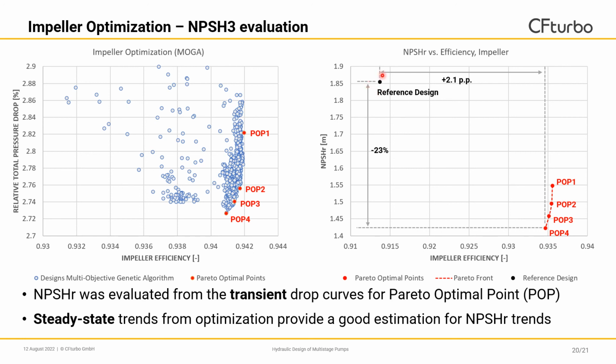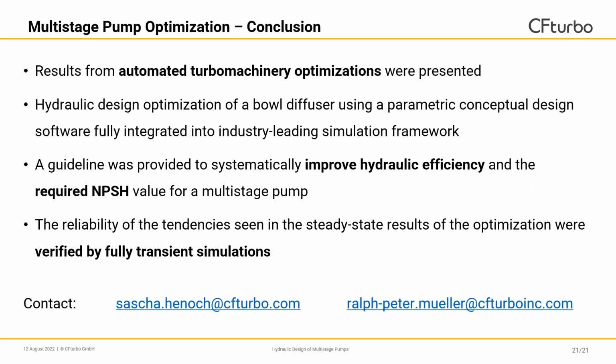We started with our reference design right here, and just by running the optimization and calculating the drop curves using transient simulations, we were able to improve our impeller efficiency by 2.1 percentage points, and we were able to reduce our required NPSH by 23%. And what's quite interesting is that the steady-state trends from the optimization right here provide a good estimation for the required NPSH trends we can see on the right-hand side that we got from transient simulations. So let's come to the conclusions of this talk.